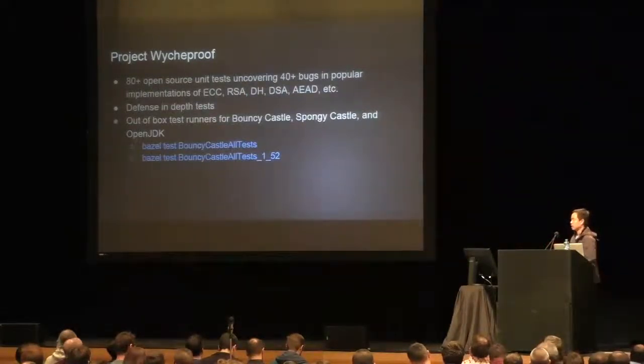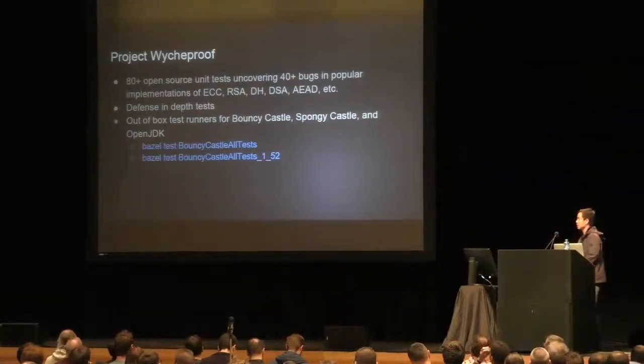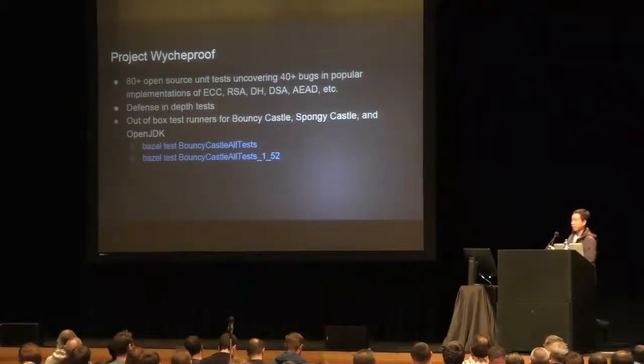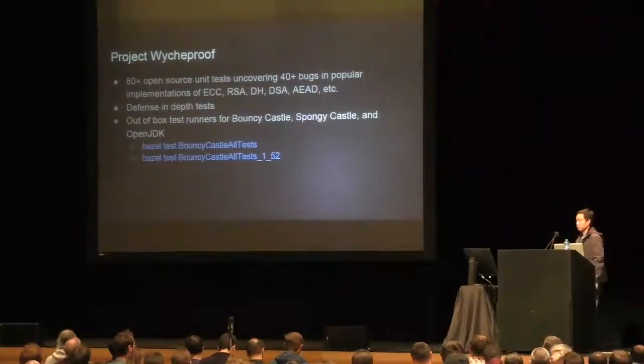We also release out-of-the-box test runners for the libraries that we use, like Bouncy Castle, Spongy Castle, and OpenJDK. Our goal is to make it very easy for the user to run a command line and to be able to test the latest version or some particular version of the libraries that we support.